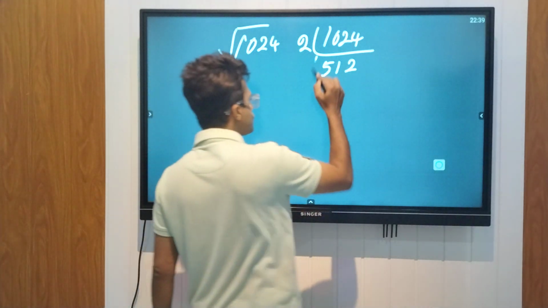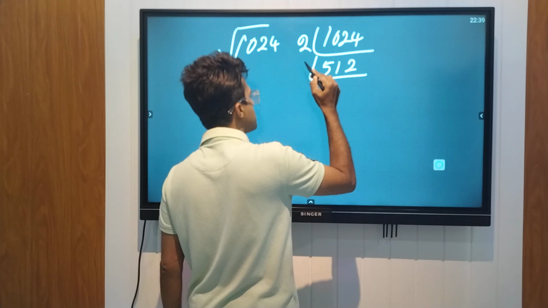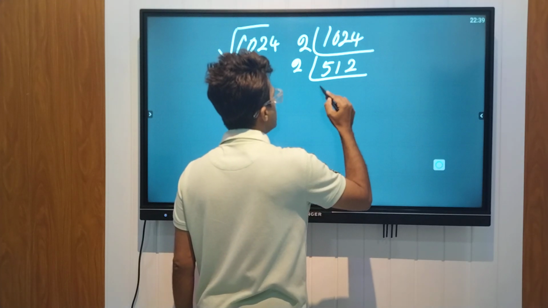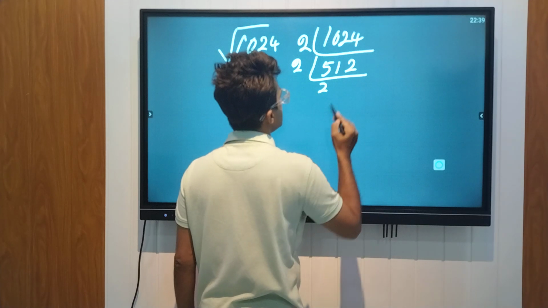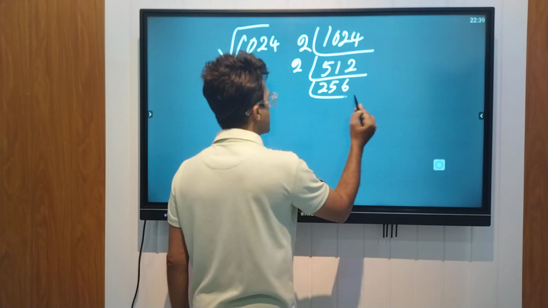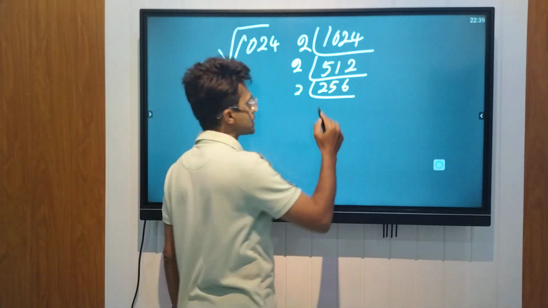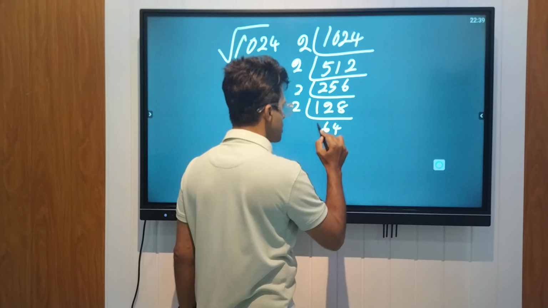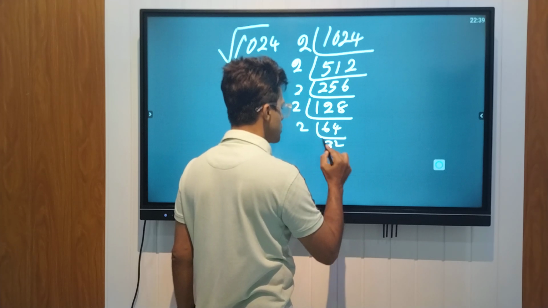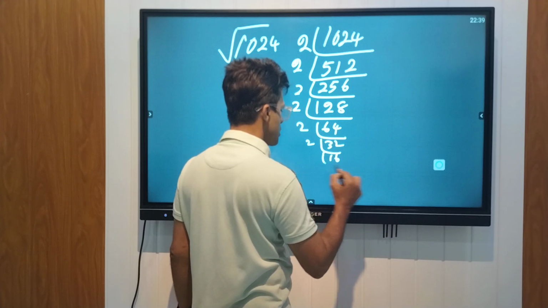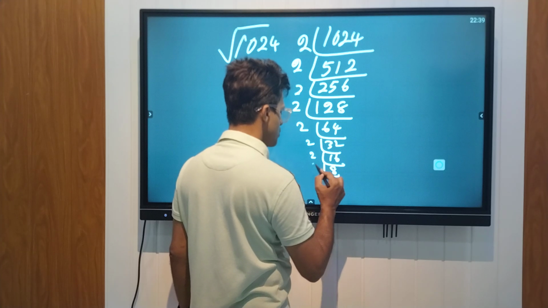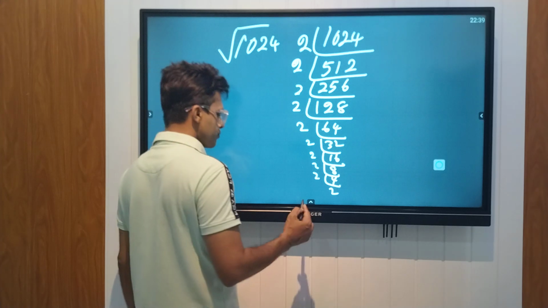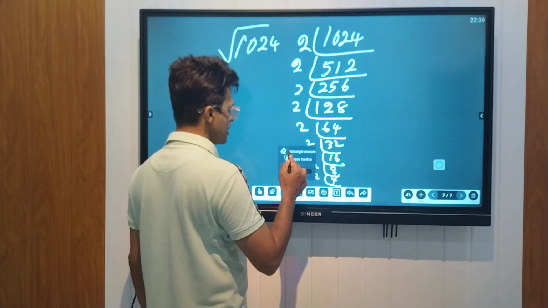Again this 512 can be divided by 2, which is 256. Again divided by 2, this is 128. Divided by 2, 64. Divided by 2, 32. Divided by 2, 16. Divided by 2, 8. Divided by 2, 4. 2 upon 2 is 1.